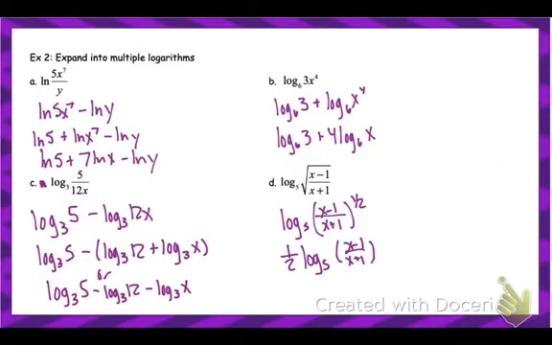Then there's division in the argument, so I can separate this into subtraction. And then I can write this one of two ways. I can put parentheses here and do log base 5 of x plus 1, or I can just rewrite the 1/2.